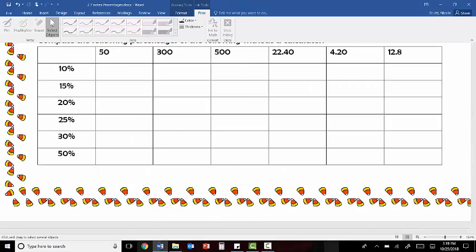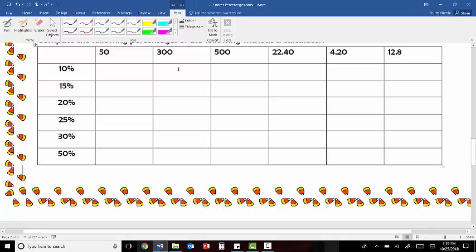So what we're going to do is basically fill out this table. These are all your starting amounts, 50, 300, and so on. And we're going to get each percentage using those shortcuts. This is your chance to practice. So 10%, you just divide by 10. So 50 divided by 10 is 5. 300 divided by 10 is 30. This will get you 50. Move the decimal once to the left, you get 2.24. Once to the left, you get 42 cents. Once to the left, you get 1.28.